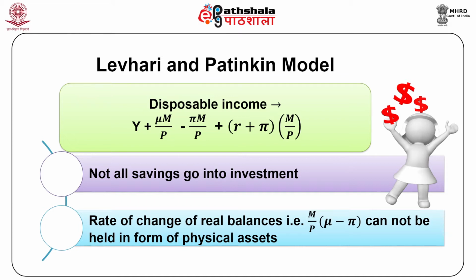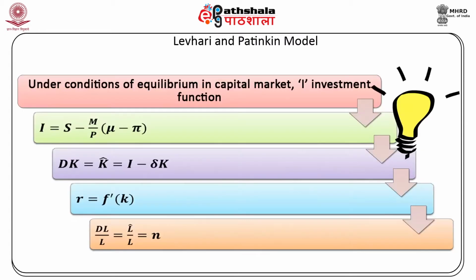Not all of the savings go into investment. The rate of change of real balances, that is M upon P multiplied with (mu minus pi), cannot be held in the form of physical assets. Hence, under the conditions of equilibrium in capital market, the investment function can be defined as I = S minus M upon P multiplied with (mu minus pi).